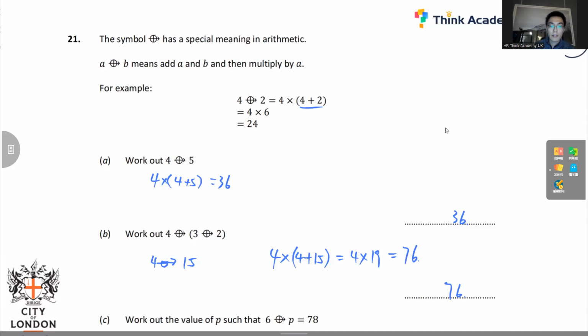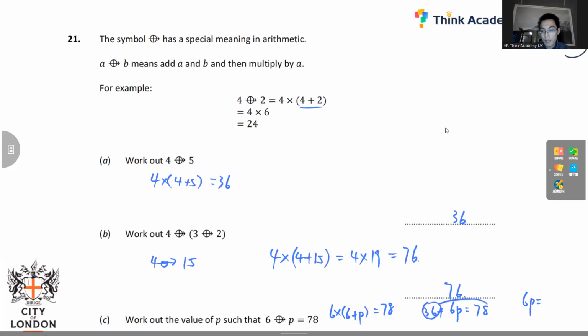Then for the last question, work out the value of P such that 6 symbol P equals 78. Again, we can write the expression including P, which will be 6 plus P in the bracket, and then multiply by 6, the number on the left. This is 78. Open the bracket, distribute 6 into each term inside the bracket, which will give us 6 times 6, 36, plus 6 times P, 6P, equals 78.